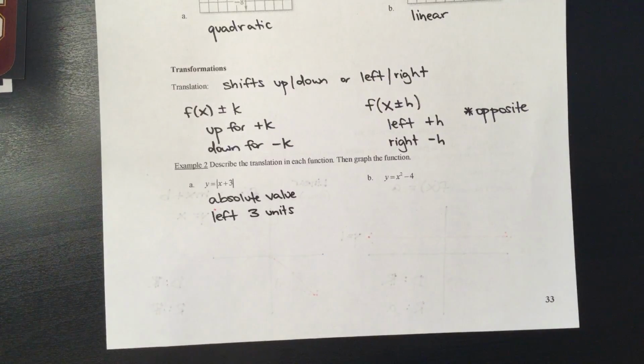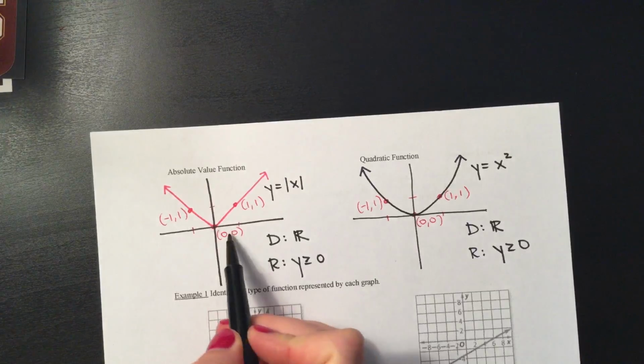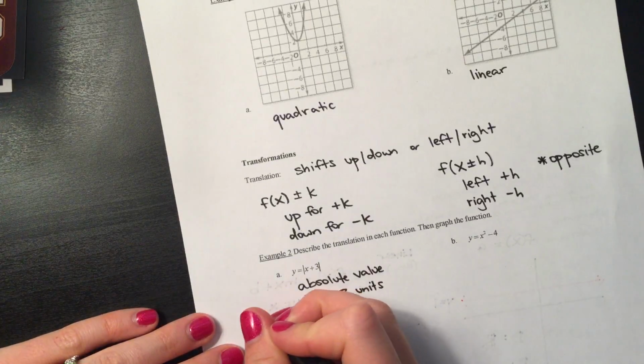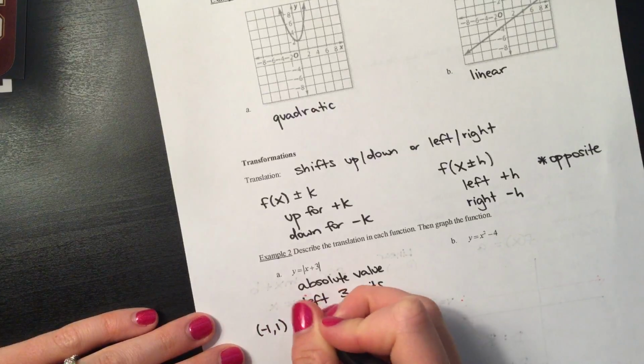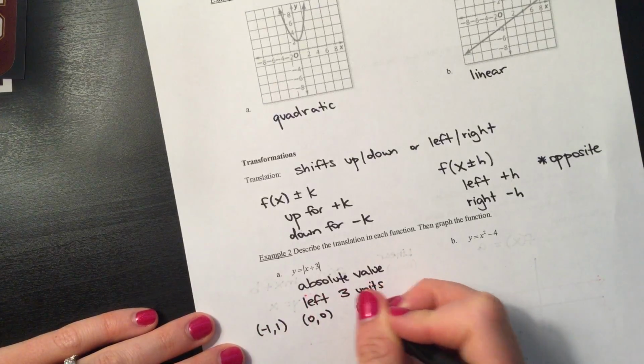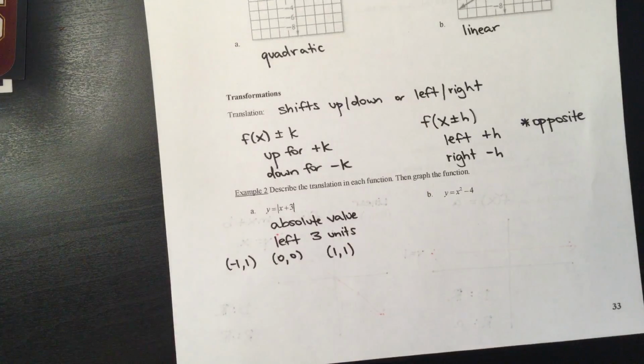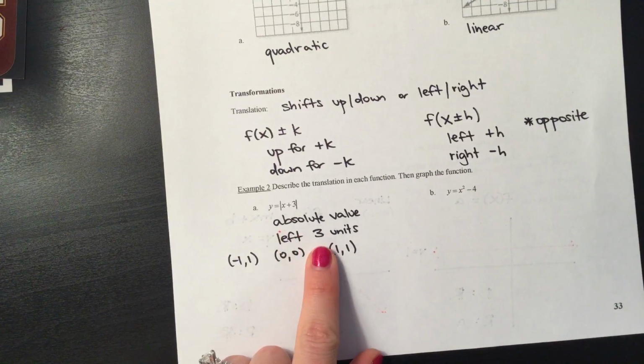Okay, so here's how this works. The official transformation. I have my original 3 points, 1, 2, 3 points like that. So start by writing my original 3 points. So negative 1, 1, 0, 0, and 1, 1. So what I'm going to do is I'm going to translate those 3 points left 3 units.